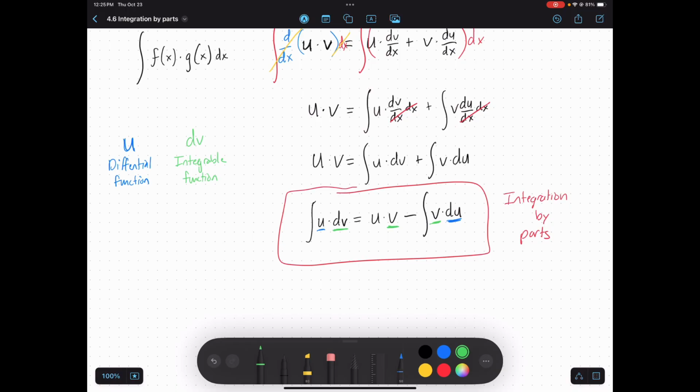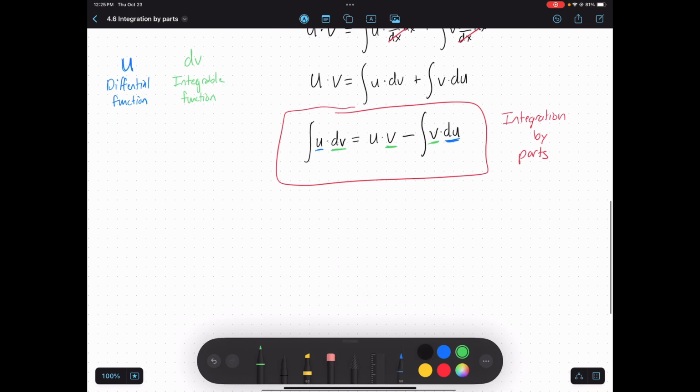So when you use integration by parts, if you have two functions, the first thing you have to do is classify one of them as your differential function and classify the other one as your integrable function. Your differentiable function, you will be taking the derivative of. Your integrable function, you will be taking the integral of. You'll be taking the antiderivative of.